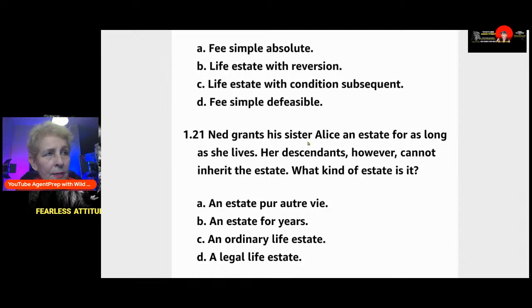So what does it say? Grants his sister an estate for as long as she lives. What does that tell you? It's going to be for the life, so it's not A or B. It's either C or D, ordinary life or legal life. I'll give you a moment more to type an answer. I've got A, D, C, C, D, D, and A. A lot of participants, a lot of different answers. And the answer is C, an ordinary life estate.